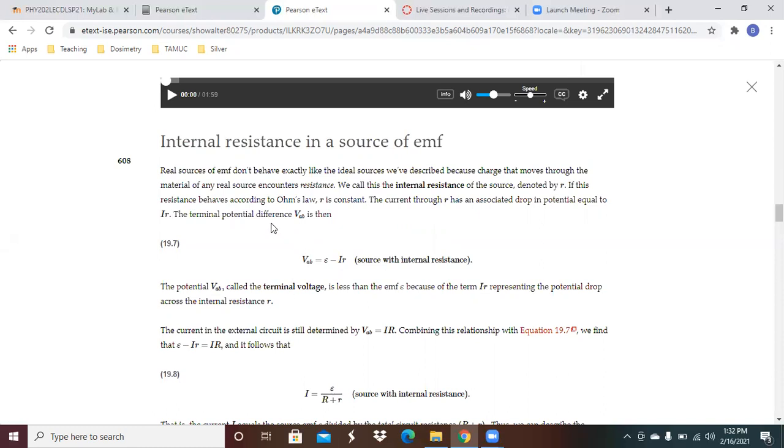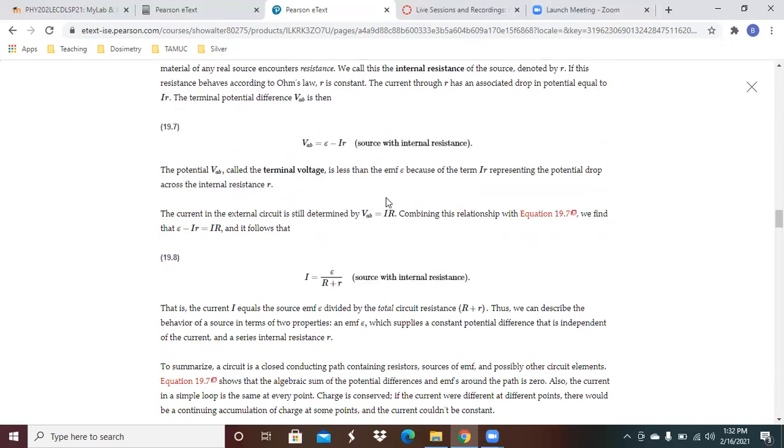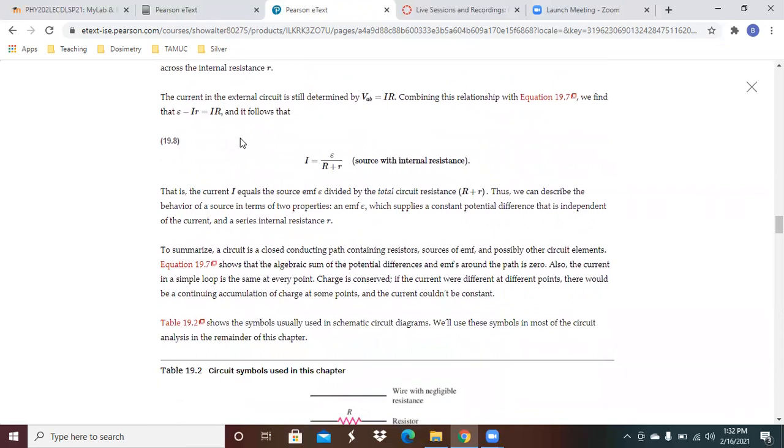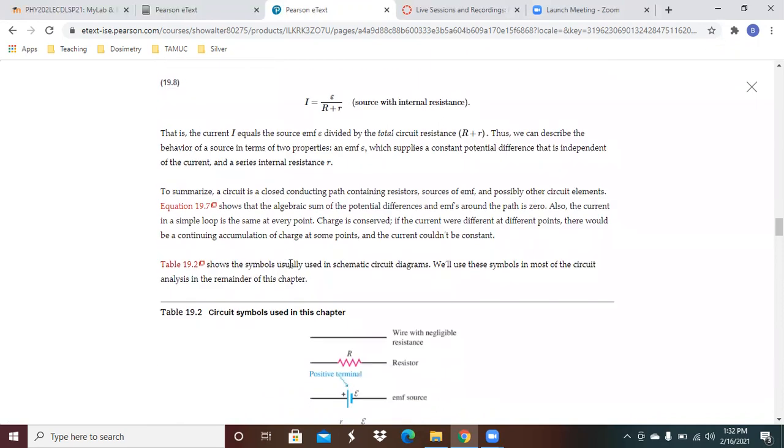Therefore, the terminal potential difference is going to be the electromotive force minus the current times the internal resistance. This is going to be called the terminal voltage, and it's going to be less than the electromotive force because the term Ir represents the potential drop across the internal resistance. The current in the external circuit is determined by this. Combining that relationship with this, we're going to find out that the current is going to be equal to the electromotive force divided by the sum of those resistances.